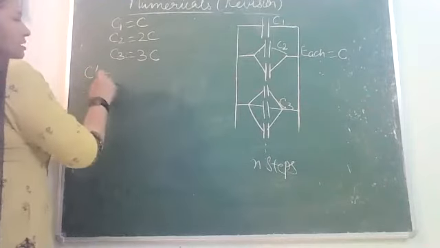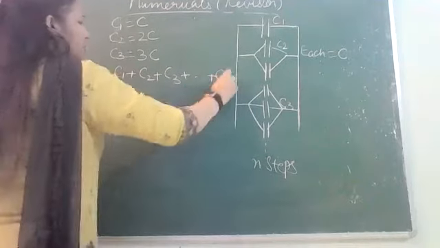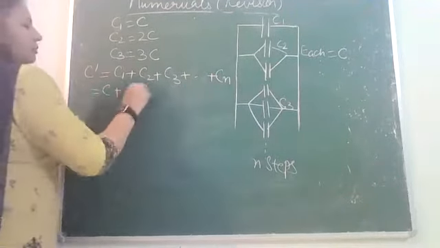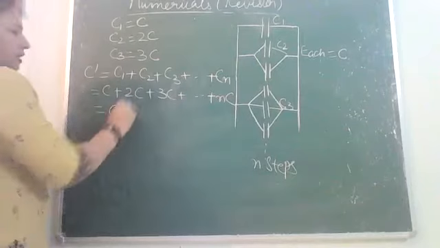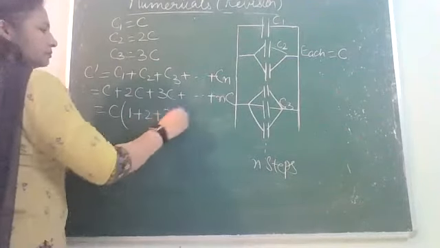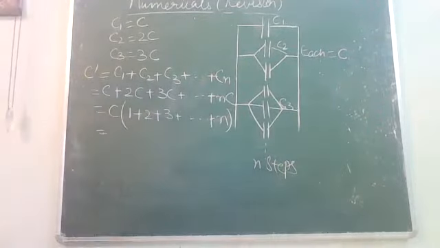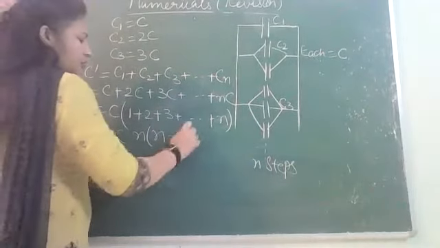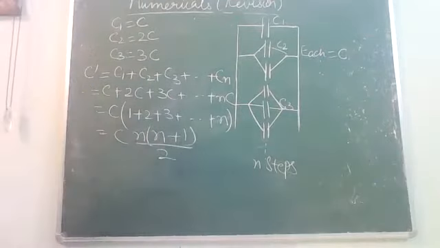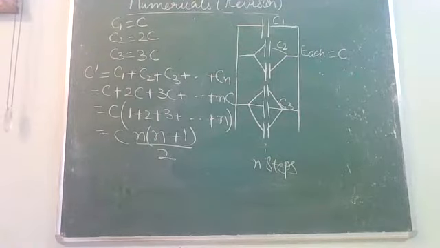So what is the equivalent capacitance of the parallel combination? Simply their sum. In parallel, we simply add up the capacitances. So it will be C plus 2C, 3C, and so on up to NC. Let's take C common. So what is the sum of n terms? That is given by the formula n into (n plus 1) by 2. So this is the equivalent capacitance. This is going to be our answer.